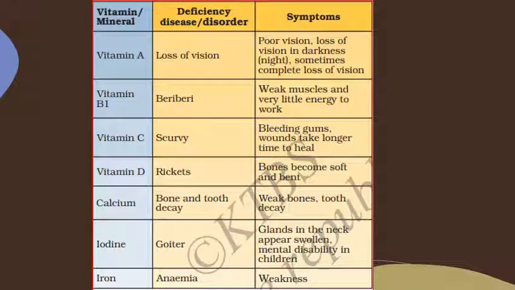The last one is iron. Iron is very, very important. Its deficiency makes us anemic, or causes anemia. The symptoms are weakness. You will feel very sick. You won't feel like going around anywhere and doing anything. These are the vitamins or minerals, the second column is the deficiency disease or disorder, and you saw the symptoms. This completes this lesson.